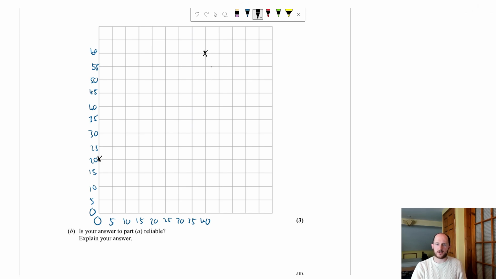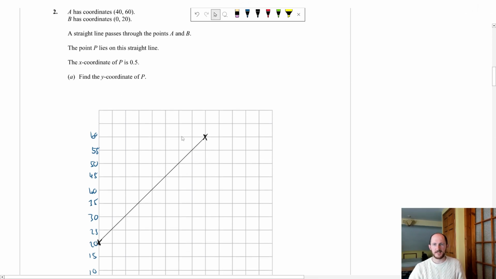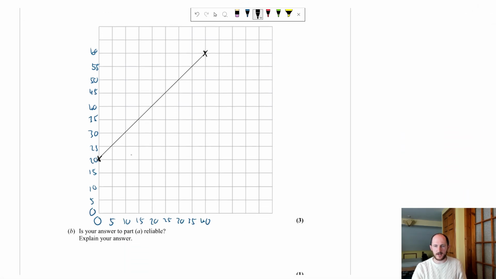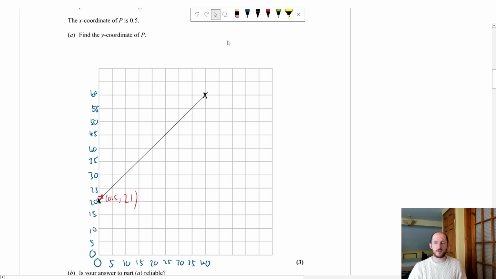And they're saying that there's a straight line going between them. So you would obviously use a ruler. I'm technically going to use a ruler by using the autocorrect feature. And it says the x-coordinate of P is 0.5. So it's all the way back here. And all they want us to do is work out the y coordinates. So all we have to do is read off where that is roughly. So I would say roughly maybe like 21 or so. And that's it. That's all we had to do for that question.